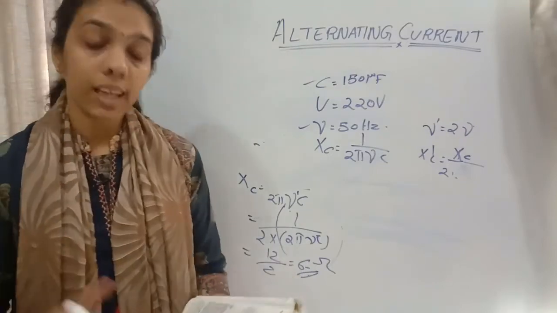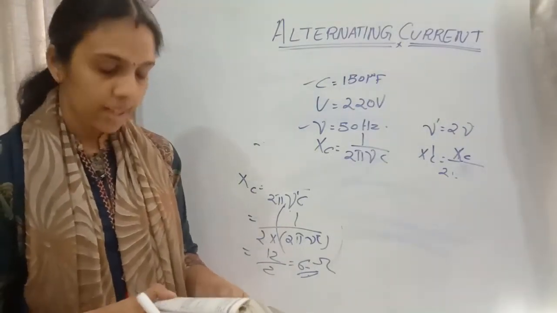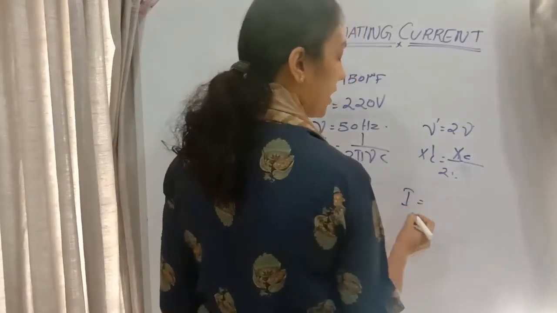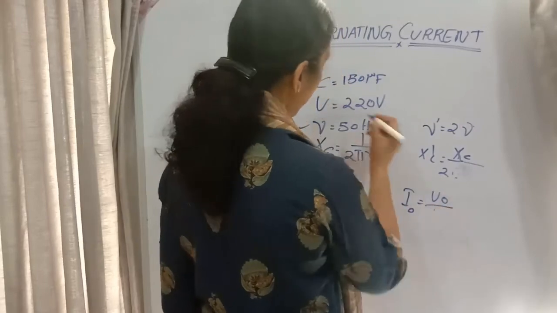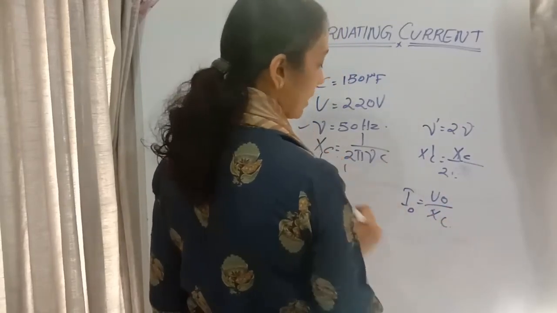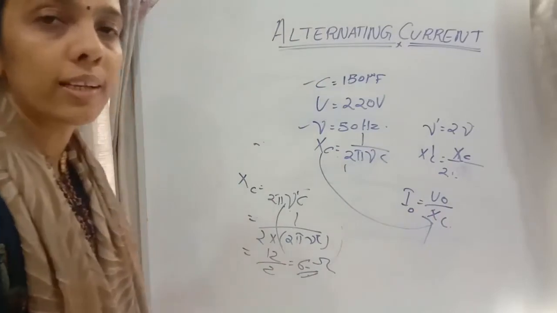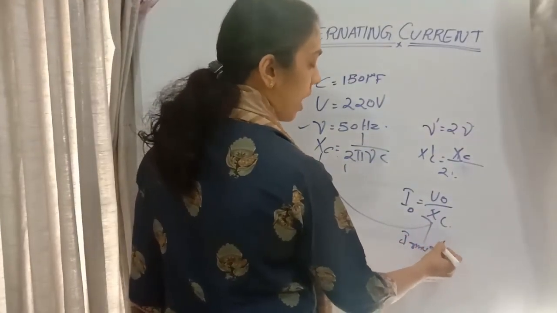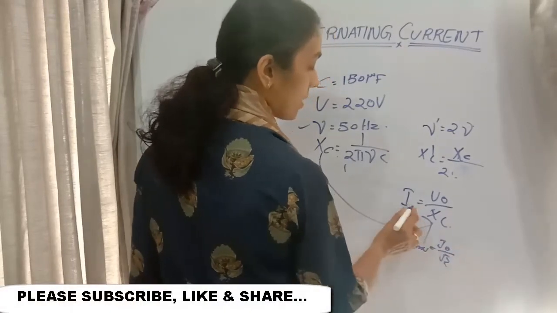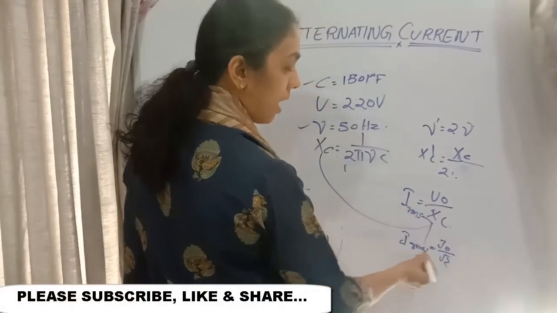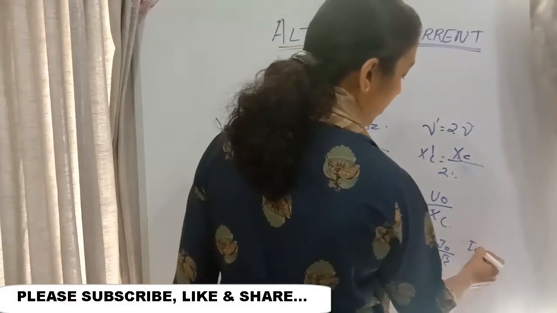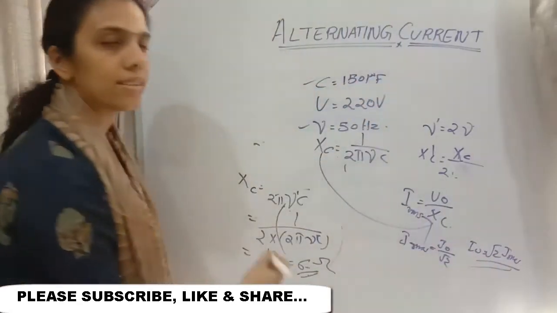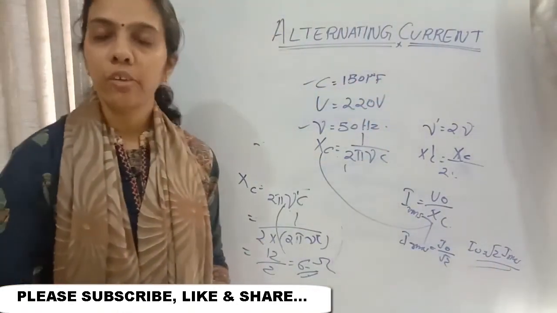What will happen to the current? Current was not asked in the previous question. So how can we find out the current? I0 equals V0 divided by Xc. From the Xc value here we can find out I0. Then I RMS is equal to I0 divided by root 2. This is the RMS value which we are obtaining here. Therefore, I0 will be equal to root 2 into I RMS. Okay, this is how we can find out the value of current.